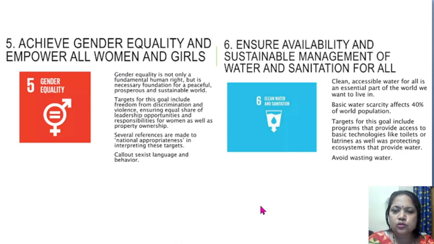Then goal number 6 is to ensure availability and sustainable management of water and sanitation for all. You know that clean accessible water for all is an essential part of the world we want to live in, and water scarcity affects 40% of the world population. Targets for this goal include programs that provide access to basic technologies like toilets or latrines, as well as protecting ecosystems that provide water and avoiding wasting water.